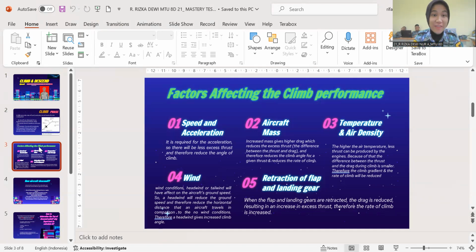And last, we have restrictions of flap and landing gear. When the flap and landing gear are retracted, the drag is reduced, resulting in an increase in excess thrust. Therefore, the rate of climb is increased.